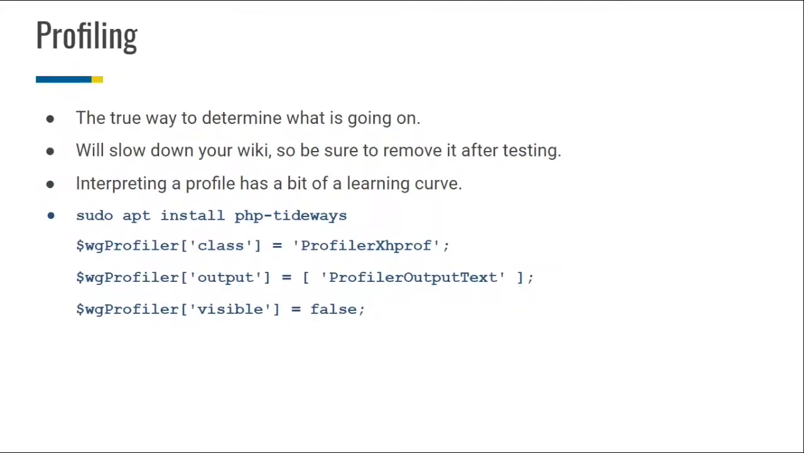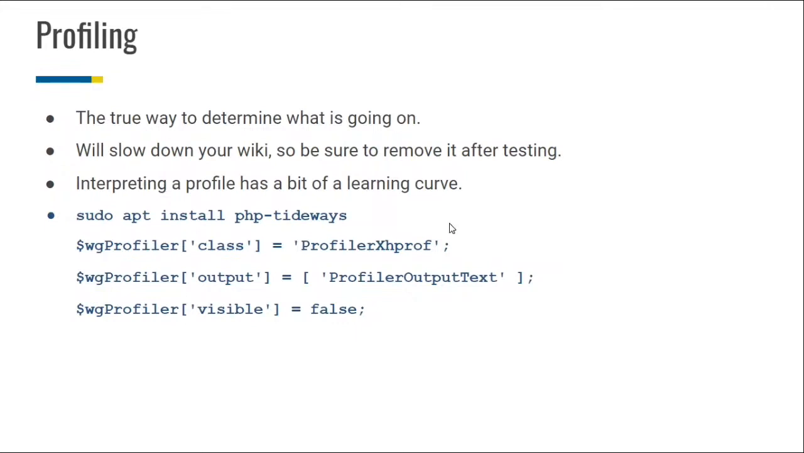Now, profiling. If after all this, you're still not sure what is being slow, the true way to see what is going wrong is profiling. For those who aren't familiar with the term, it's when you take a computer program and you basically record for every function how much time it took and how many times it was called. This can get a little technical and a little harder to interpret, but it gives you the most data.